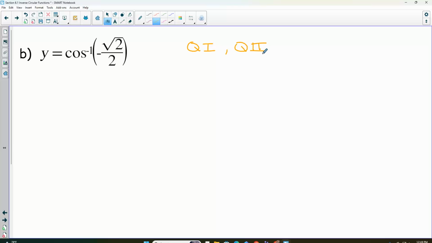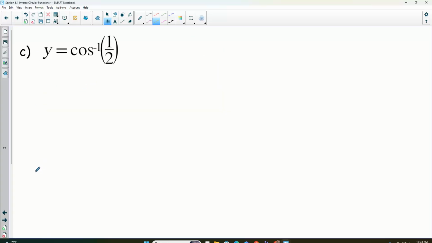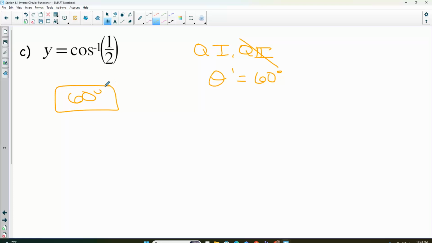Alright, so in which quadrants is it negative? 2. Alright, if you need to, you can think about reference angle. When is cosine radical 2 over 2? 45 degrees. So then 45 degrees in quadrant 2, 135. Alright, C, cosine inverse of 1/2. So cosine inverse can be quadrant 1 or 2, but it's a positive 1/2, so that would be quadrant 1. Reference angle, when is cosine 1/2? 60 degrees. So 60 degrees in quadrant 1 is just 60 degrees.